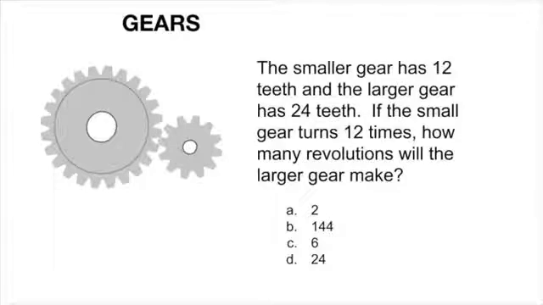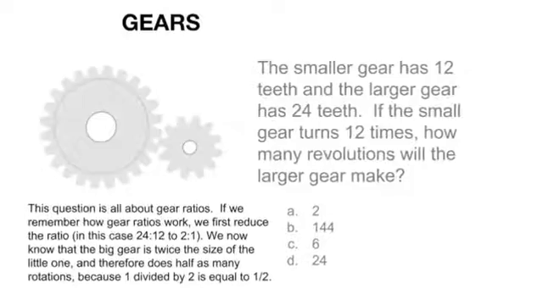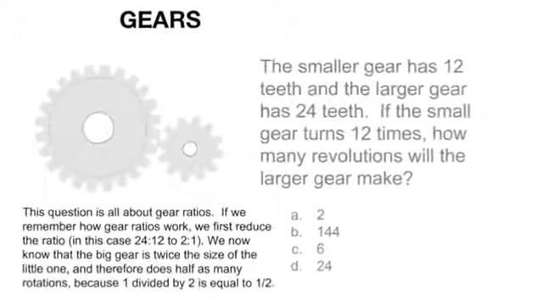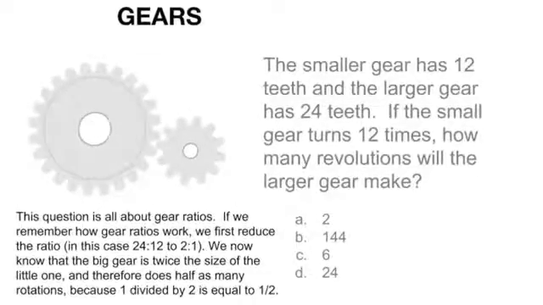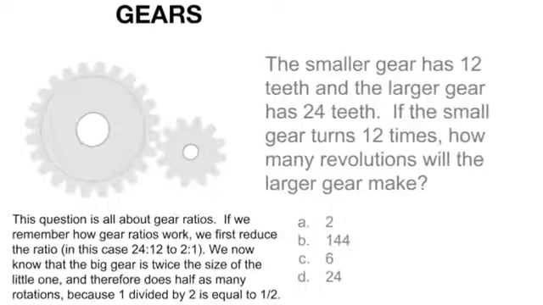Last one. The smaller gear has 12 teeth and the larger gear has 24 teeth. If the small gear turns 12 times, how many revolutions will the larger gear make? The answer here is C, because we know the ratio is 1:2, which means the larger gear makes half as many turns as the smaller one. Half of 12 turns is 6.